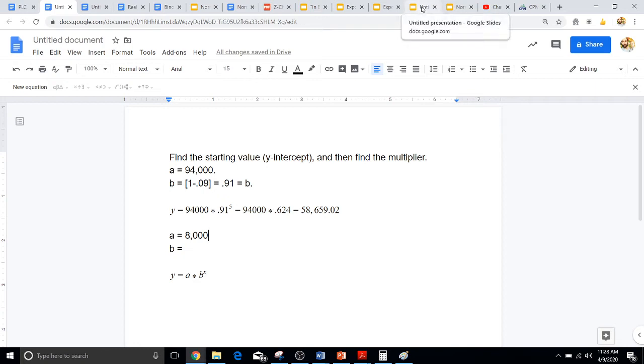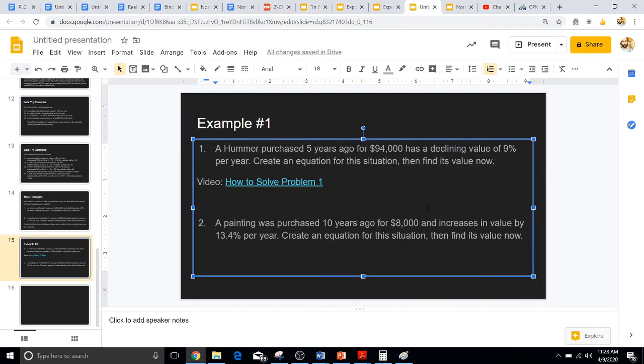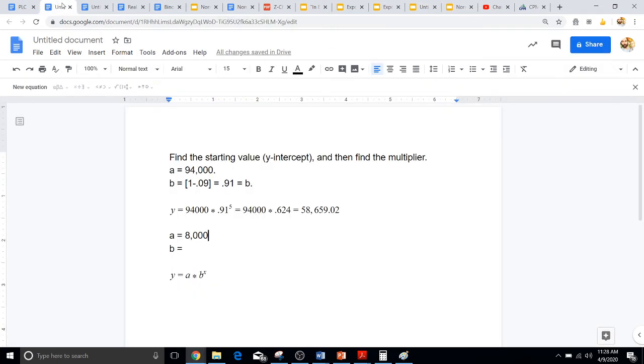Next, we need to figure out what our B term is going to be. Remember, to find B when we're talking about percent increase, we need to add 1 to the value it tells us. It says it increases by a value of 13.4% per year. Before we can add this to 1, we need to turn it into a decimal. So let's do that on a separate page.